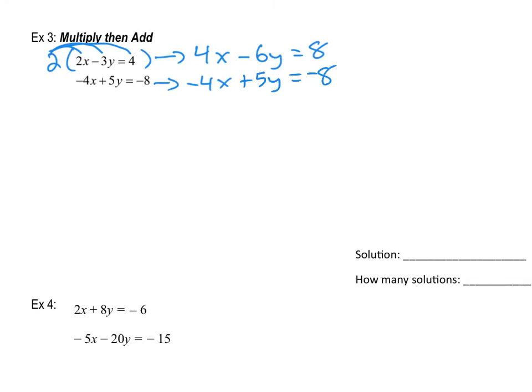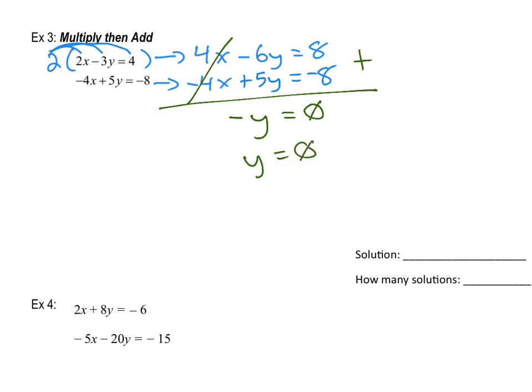Now we've made opposites. We are now going to combine our equations. Combination to eliminate the x. Add these together. Now we'll have negative 1y equals 0. Divide by negative 1. Do we get negative 0? No, we just get 0. Y is 0.